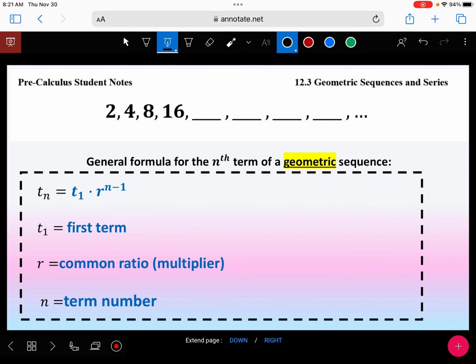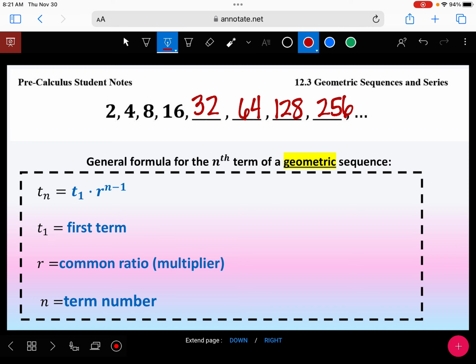Let's look at this sequence here. So 2, 4, 8, 16. What's the pattern? What am I doing? Multiplying by 2. Good. So what would be the next number? 32. After 32, what would come next? After 64, 128. After 128, 256. Good. All right, so this is a geometric sequence.